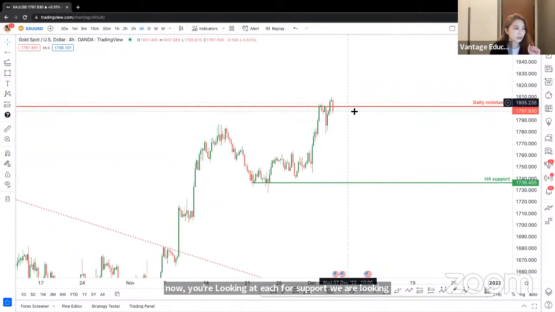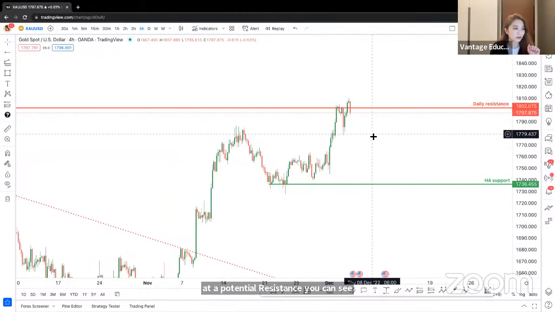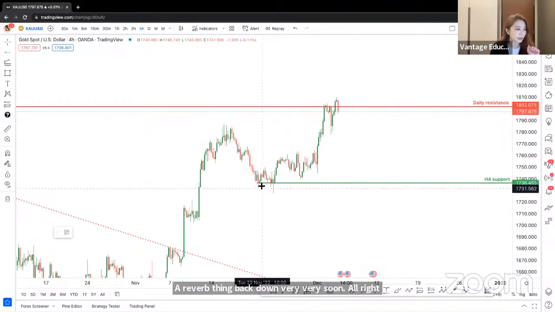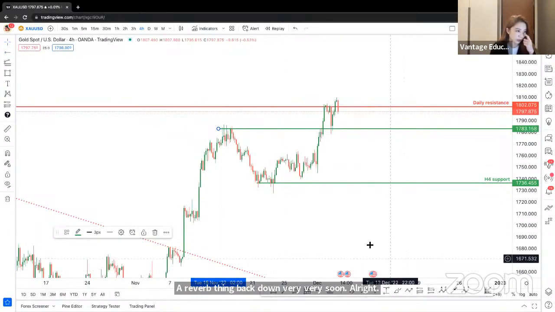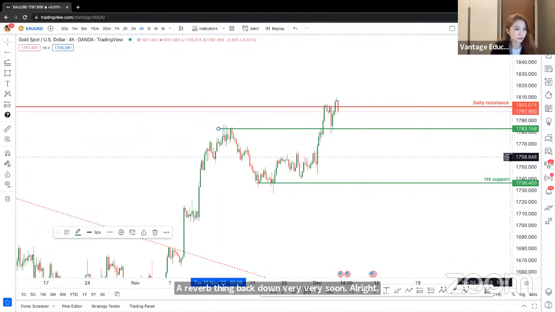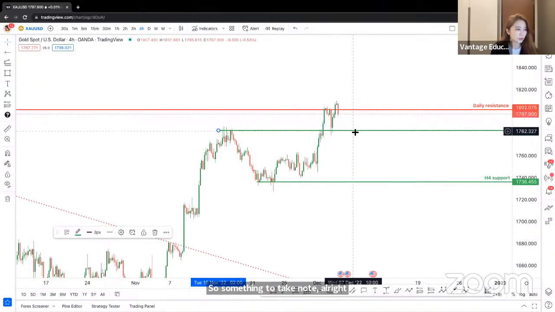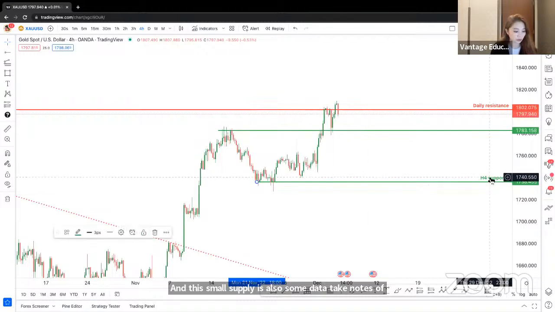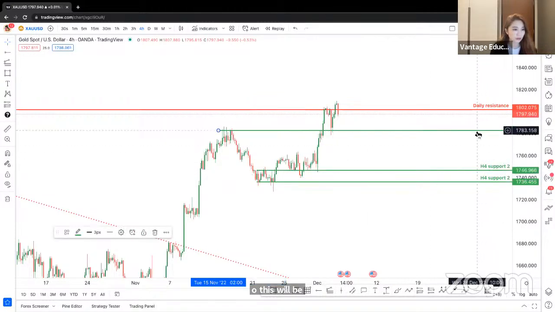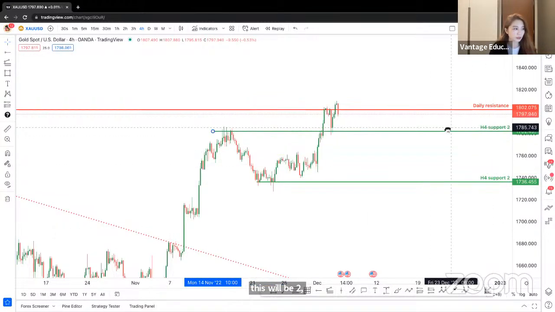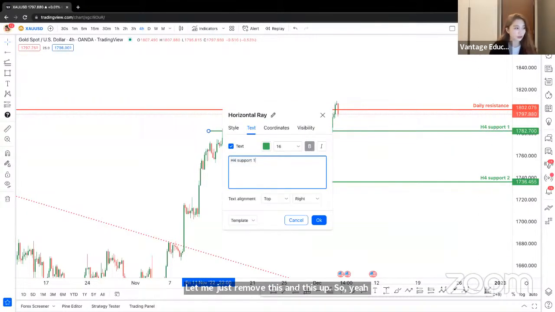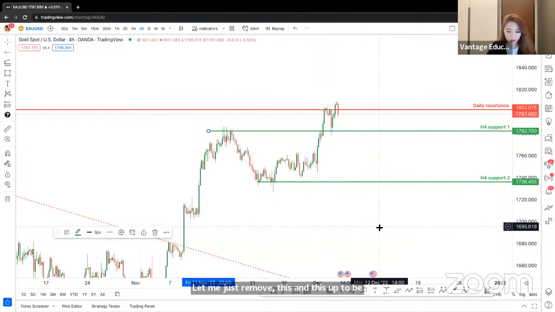You can see that price indeed passed through the resistance, but reverted back down very soon. So something to take note of. And this small support is also something to take note of. So this will be 2. Let me just remove this and move this up to be 1. All right, this is what I am looking at.